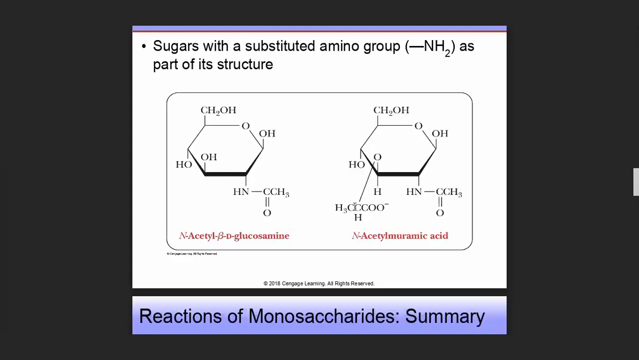The other one is where we replace the OH with pyruvic acid. It's called N-acetylmuramic acid. These two compounds, as we will see, are components of bacterial cell walls.